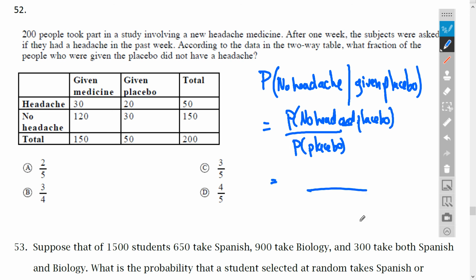Okay, so these are both out of 200 because there's 200 total. So we'll start with no headache and placebo. There's 30 of those. And then denominator placebo, there's 50 that were given the placebo. So this 200 and this 200 cancel. We got 30 out of 50, which reduces to 3 over 5. So we're looking at letter C.